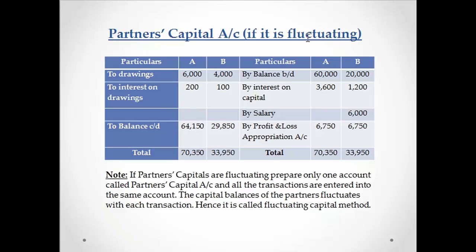Okay, and please have a careful look at the note I am writing for you. If partners' capitals are fluctuating, prepare only one account called partner's capital account, and all the transactions are entered into the same account. The capital balances of the partners fluctuate with each transaction. Hence, this method is called fluctuating capital method. These are the steps to be taken to prepare the partner's capital account if the capitals are fluctuating. This method is complete, finished.